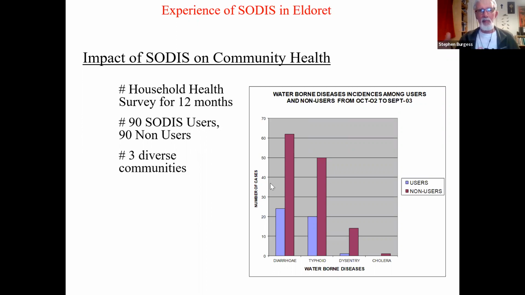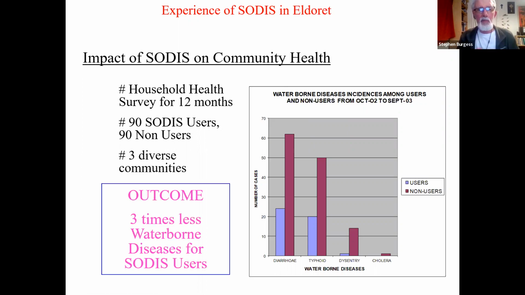It was a survey by going to people and asking them, have you been sick this month? What have you been sick with? Or has anybody in your family been sick? Now, it's a pretty subjective survey in some ways, because they may not know exactly what they're sick with. But the indication from this is very clear that the use of SODIS did decrease the number of waterborne diseases, because those extenuating circumstances were the same for both groups, the users and the non-users. Okay, so we can conclude the outcome of 3 times less waterborne disease for SODIS users. And this was conducted over 12 months.